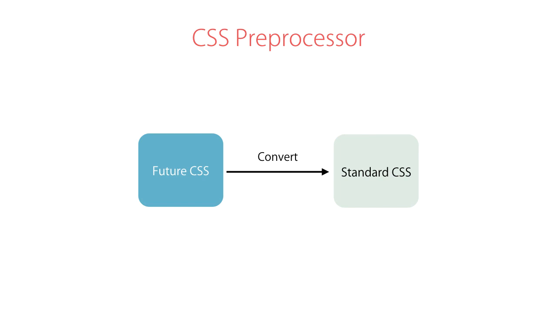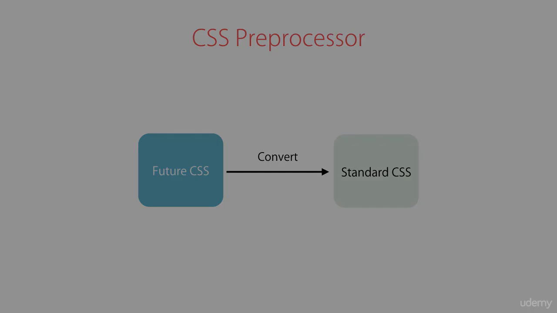This is exactly like how we use TypeScript to write JavaScript. So TypeScript, as you have seen in this course, has a lot of features that we don't currently have in JavaScript. So we write our code in TypeScript, and then our TypeScript compiler compiles, or more accurately, transpiles our TypeScript code into JavaScript. A CSS preprocessor is exactly the same.